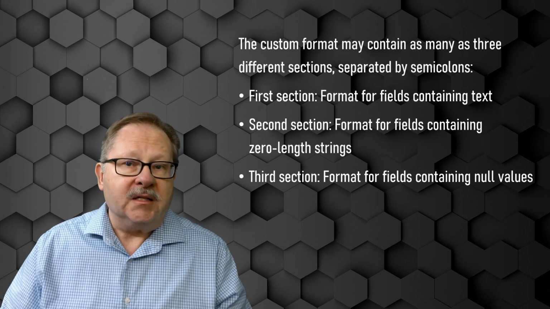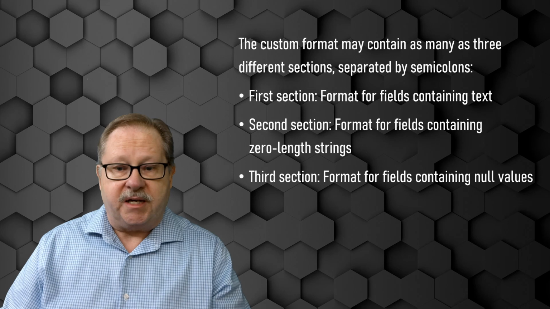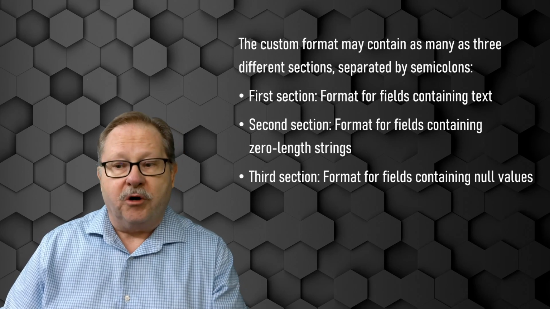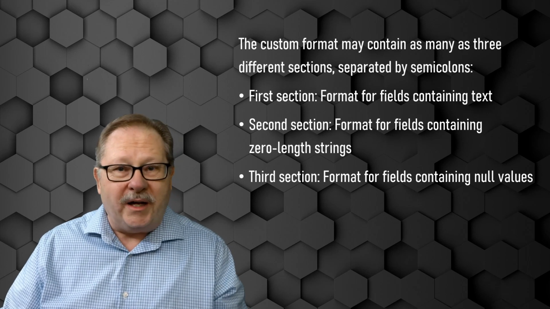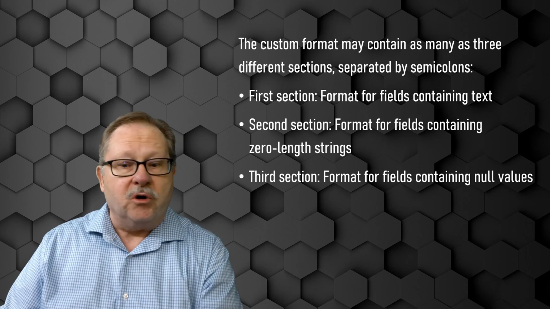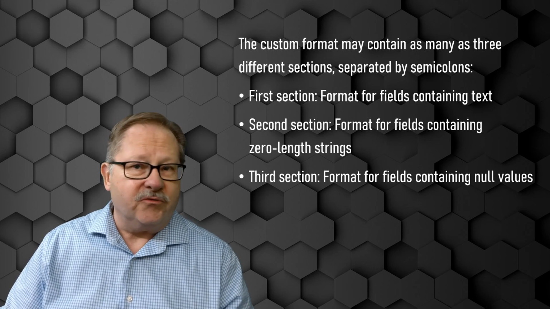This one also has the ability to format different sections. For example, the first section is the format for fields that do contain text. The second section, if you don't want anything there, is the format for fields that have zero-length strings. And the third section is for null values.